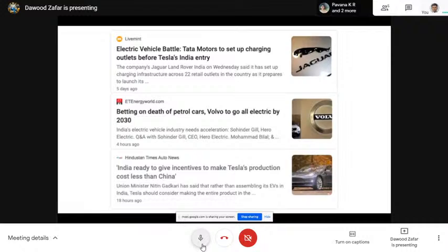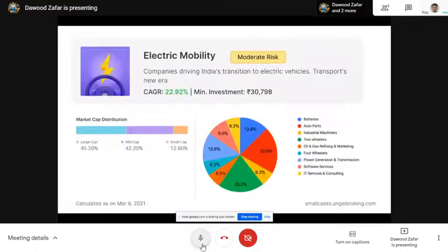For that, there are some companies which may get benefited. But what are those companies? At what price to enter? When to enter? What are the stocks which may get benefited? It's not just the automobile sector. There are many sectors which may get benefited from this change. So let's come to that.